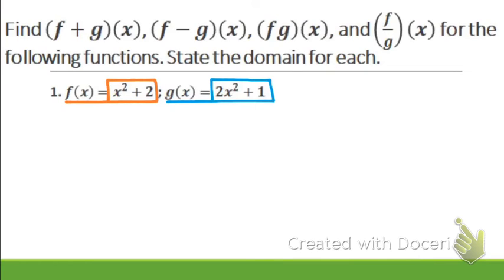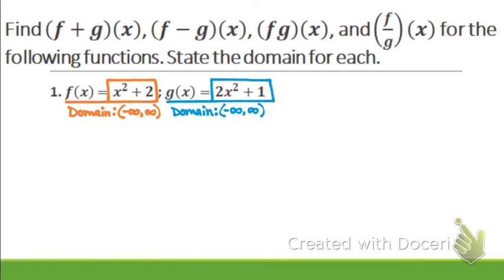Before I start doing any operations, I want to know what are the domains of these two functions by themselves. What's the domain of f of x? Acceptable things for x. Negative infinity to infinity. All real numbers are acceptable for f of x. We can take any number and square it, as long as it's a real number. What about for g of x? Same thing. We still just have a quadratic function here. I can take any value of x as long as it is a real number and square it. There's no restrictions.